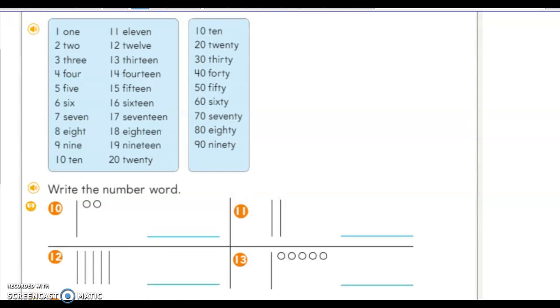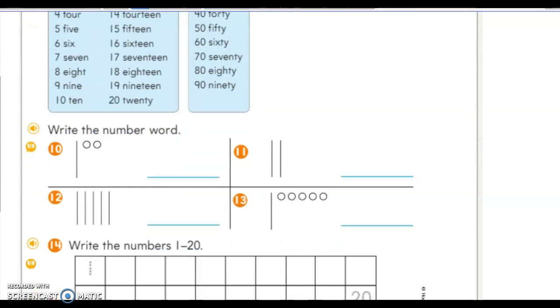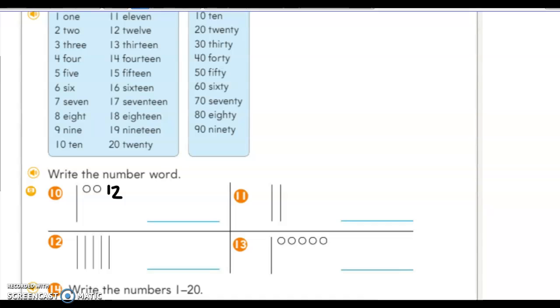All right, so here for numbers 10, 11, 12, and 13, you're going to figure out what number this is representing. So I would even almost write the little number there so that's easier for me. So I know that this represents a 10. So it's a 10, 11, 12. Okay, so I'm going to write this right here just to remind myself that this is 12. Now I'm going to go up into the box, into the blue box, and find the number 12. Oh, here's the number word, so let's write it.